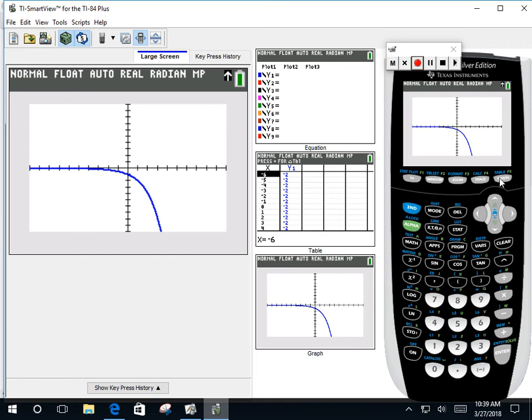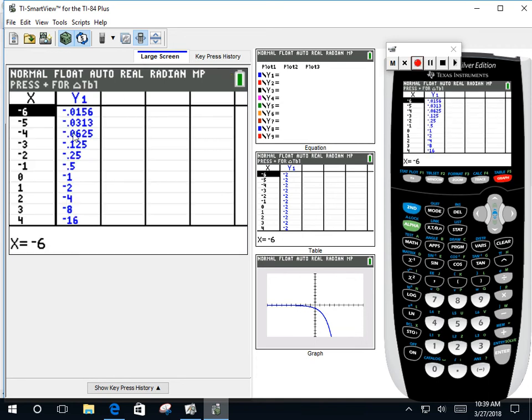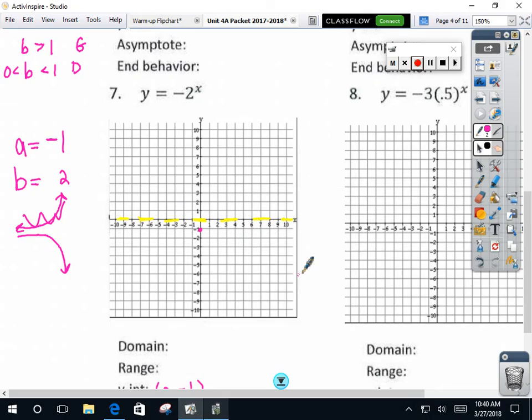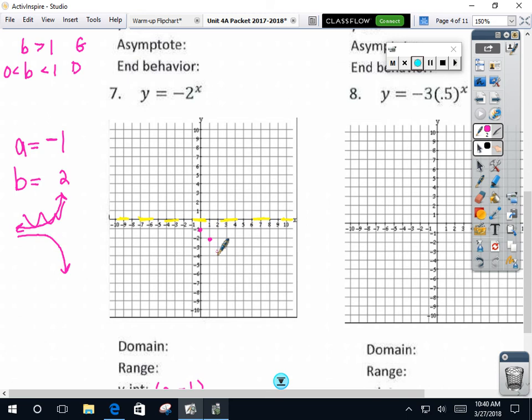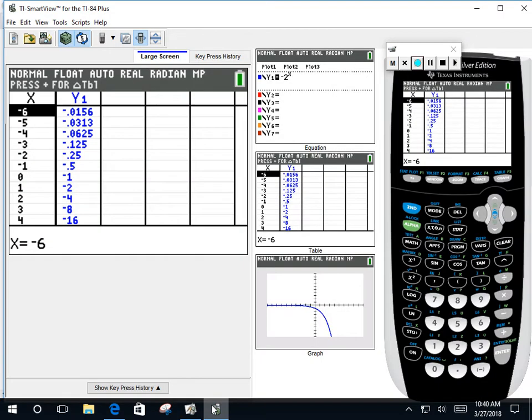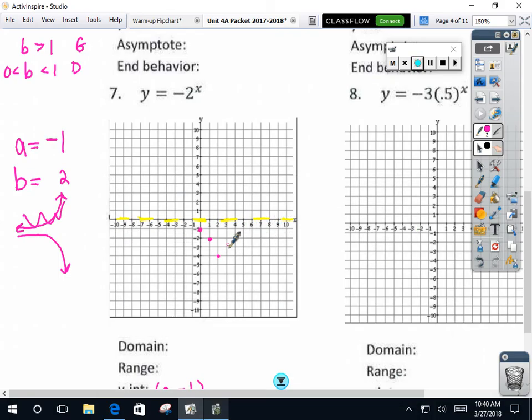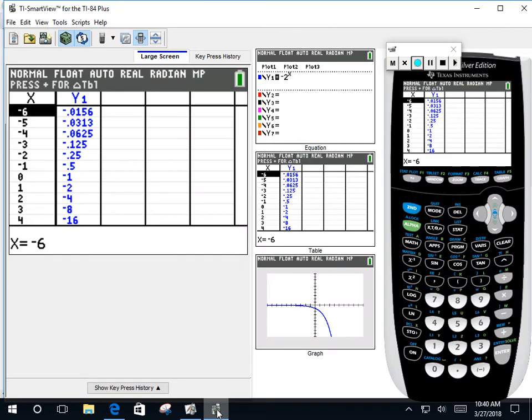So second table, I can plot 0, -1. I already did. That's my y-intercept. I can plot 1, -2, which is right 1, down 2. I can plot 2, -4, right 2, down 4. I can plot 3, -8, right 3, down 8. And then after that, the next one was 4, -16, and that won't fit.